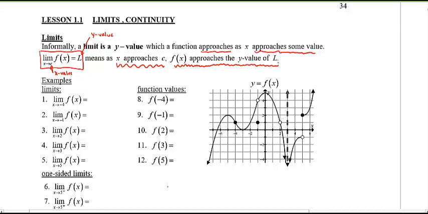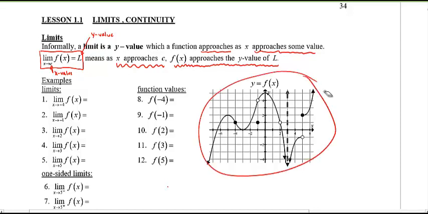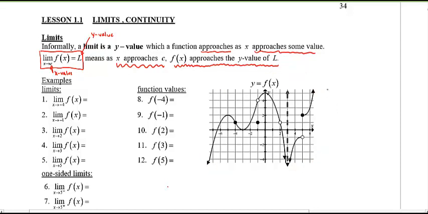Okay, so let's look at some of these examples here. I've got this nice, scary graph for a function f of x, but nonetheless, we have these questions about limits and then function values. So let's look at number one. Limit as x approaches negative 4. So really what I'm saying is, I'm moving along the curve and approaching negative 4. If I'm coming from the left side, I'm approaching negative 4, and if I'm coming from the right side, I'm approaching negative 4. What is the corresponding y value that I'm approaching here? And if you said the answer is 1, you are correct.